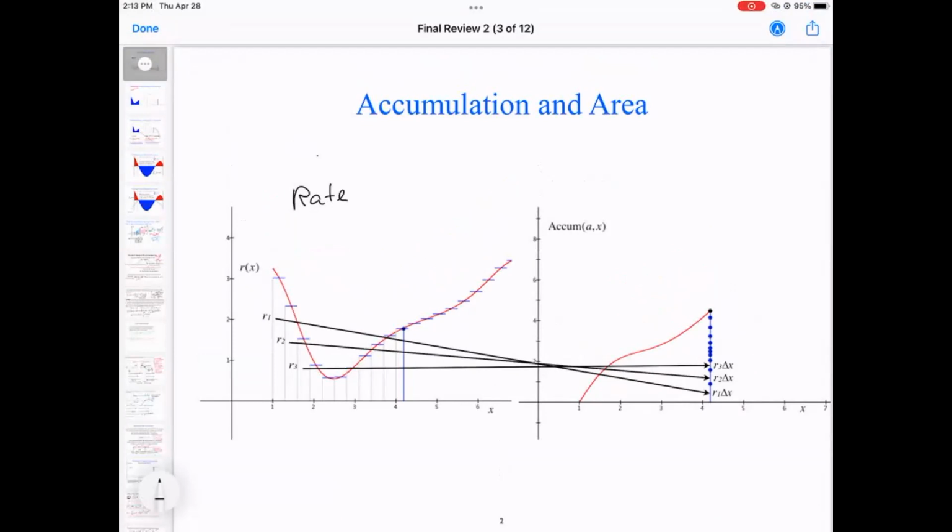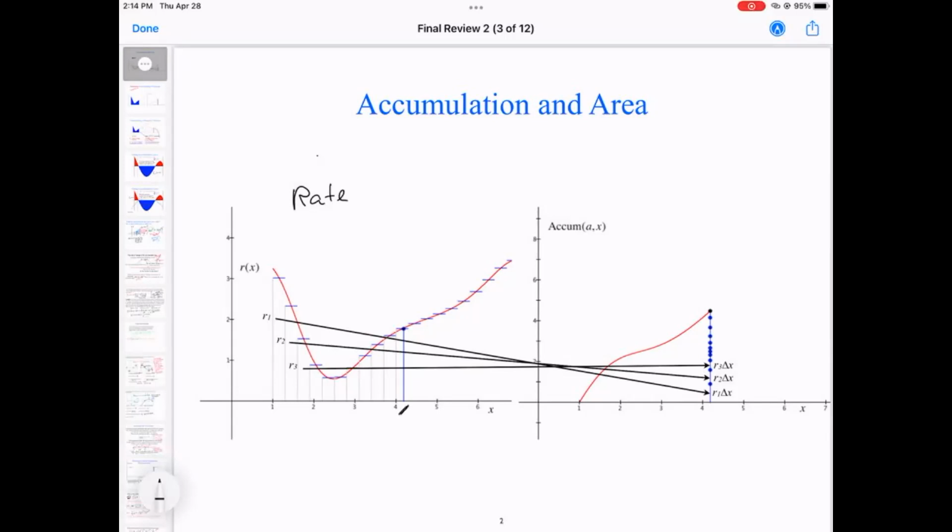So accumulation and area. So here's the rate of change function. Think about the velocity function. Velocity is always easier to visualize. So this is the rate of change function, velocity function, and you want to find out how much the moving object traveled, the distance traveled by the objects. What do we have? Subdivision, right? So here we're going to find the accumulation from 1 till 4.2 or something like that.